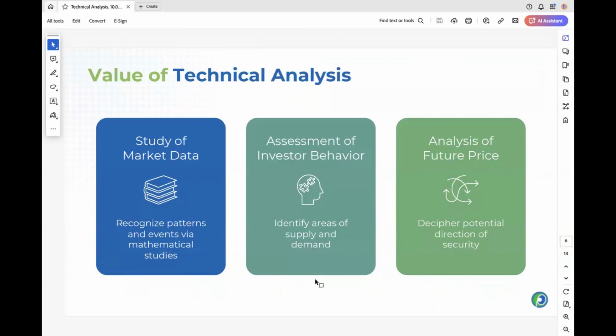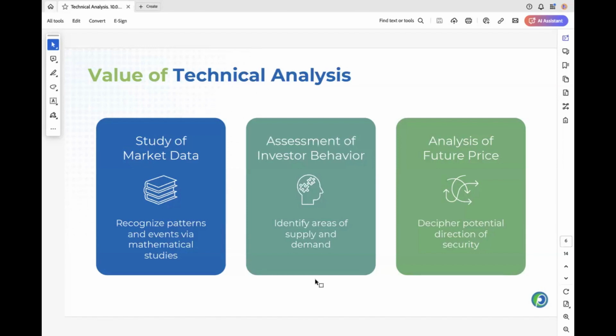So what's the value of technical analysis, and what do we want to look at? Well, first and foremost, it's the study of market data. We are in this era of so much data that's around us, and the intent of it is to recognize patterns and events via mathematical studies. All of these indicators have a mathematical study that goes behind it. It might be something like mean reversion or momentum, but the market is constantly searching for what the price of this stock is worth. And these patterns will certainly help.